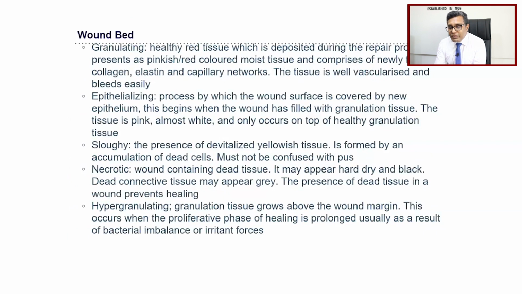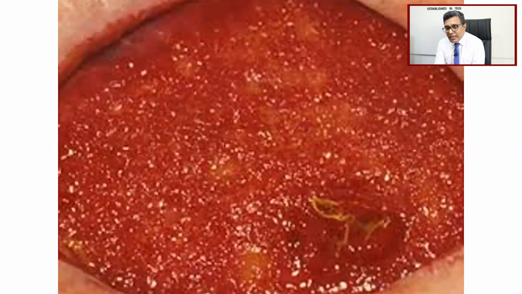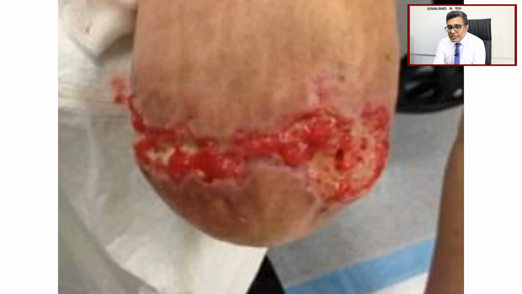Now if you describe a wound bed, you have granulating wounds, epithelializing wounds, sloughy wounds, necrotic wounds and hypergranulating wounds. I am just going to show you some of the pictures. This is nicely granulating wounds. The granulation, if it is healthy, is called pinhead size. The head of a pin is equal to one of these fresh granulations. It's good granulation. Now these are hypergranulation.